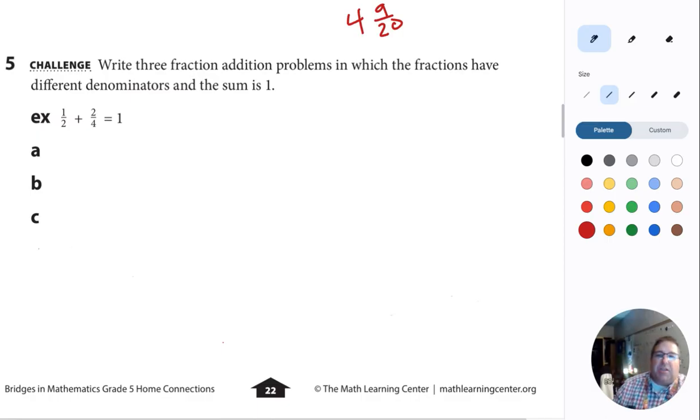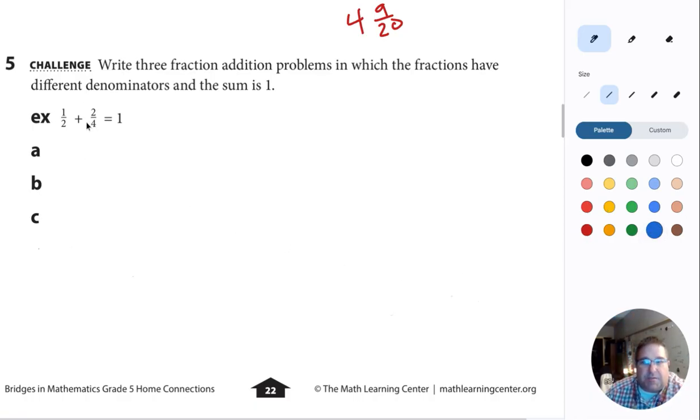Now, 5 does say challenge. It's not that challenging. We can handle this. It says, write 3 fraction addition problems in which the fractions have different denominators, but their sum is 1. So we got to come up with 3 different problems where our final answer is 1. We want it to be 1 on all of these.